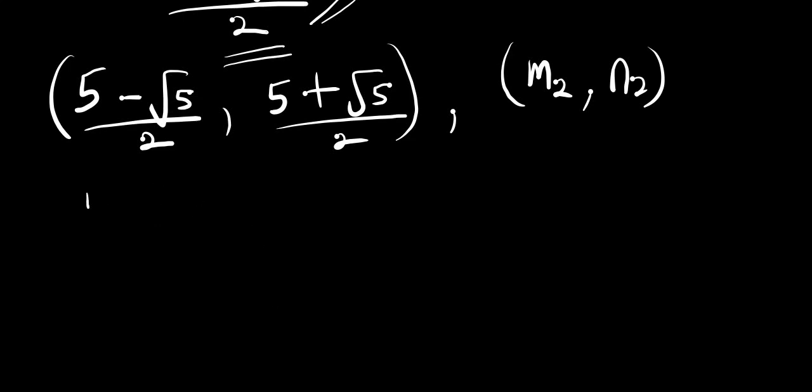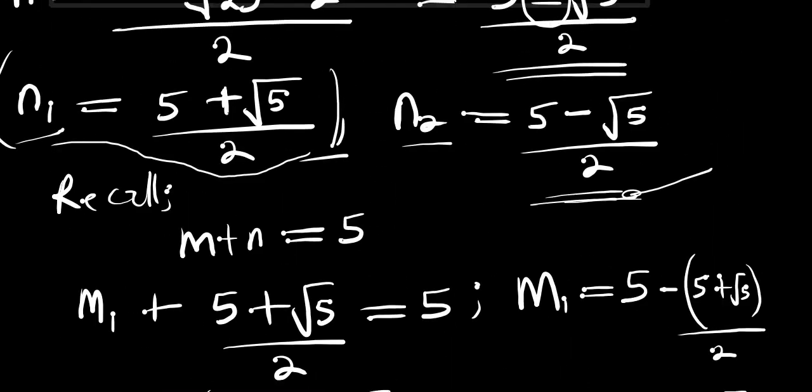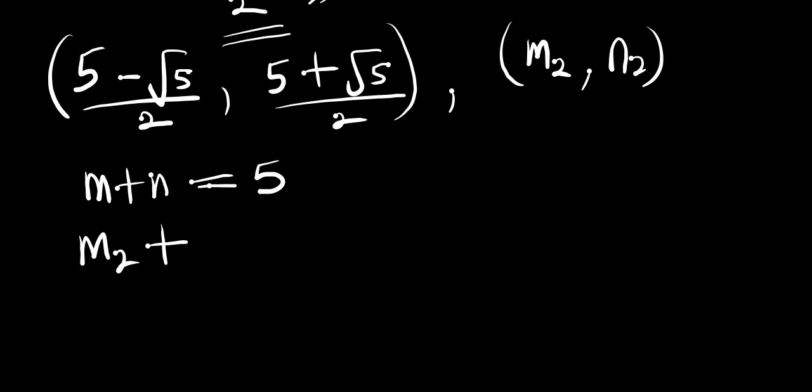Recall, we still had m plus n is equal to 5. That means now we are solving for m2. We are going to have m2, and here we are going to make use of the value of n2. Let me refresh that. This is n2, 5 minus root of 5 divided by 2. So we are going to go back and use that.